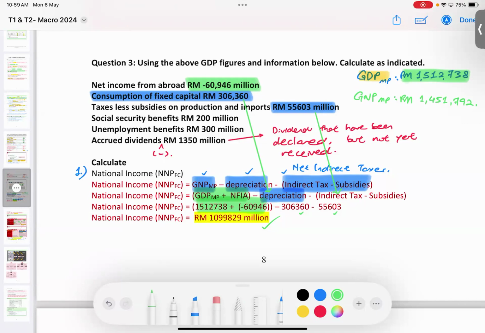So the reason why we take consumption of fixed capital is like what you all say, that means that it's about machineries, equipment, and technology. So since you use it, it will depreciate. So this is why we take that amount as our depreciation. You consume it, so you consume it means that it will depreciate. So therefore you take the figures.